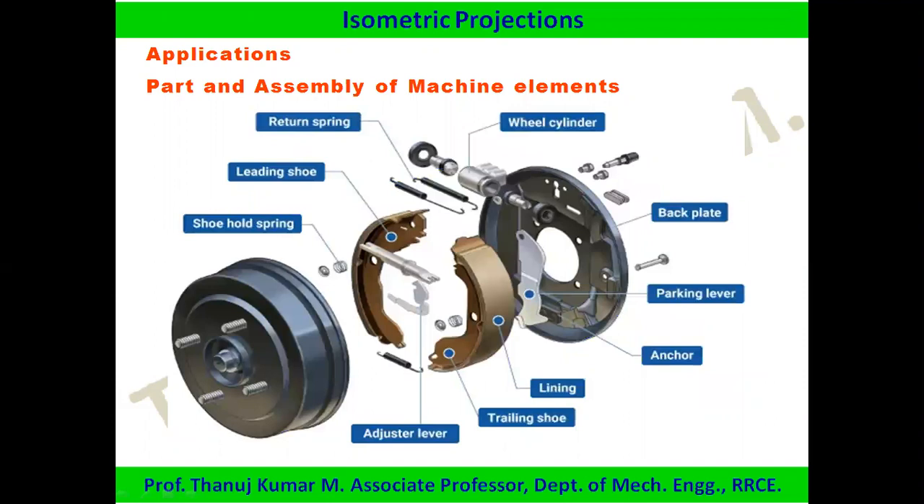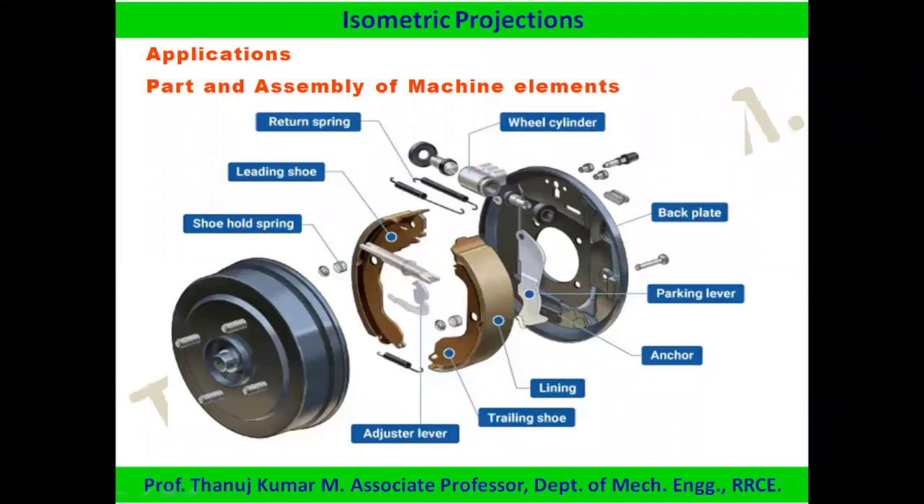Now, the applications. If you see this object, it is a wheel of a car or a four-wheeler. It is an exploded view of a machine assembly, or a part of a machine assembly. This is the wheel where you fix the tire, and this is the brakes. You can see the wheel cylinder, back plate, all these things. All this is an exploded view, drawn in 3D, that is, in isometric projection. You can see where exactly each part will be located.